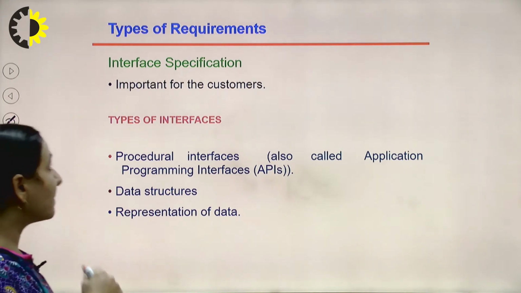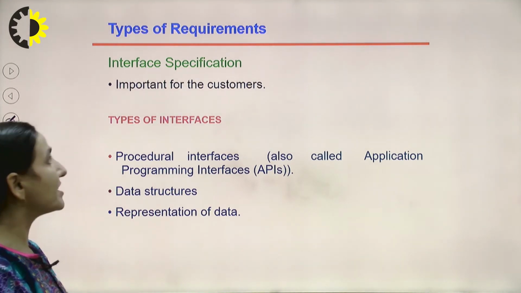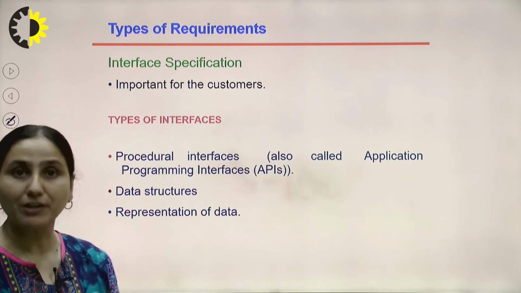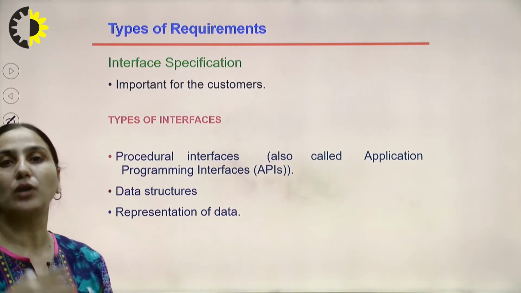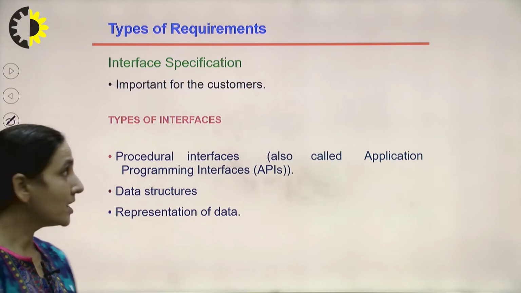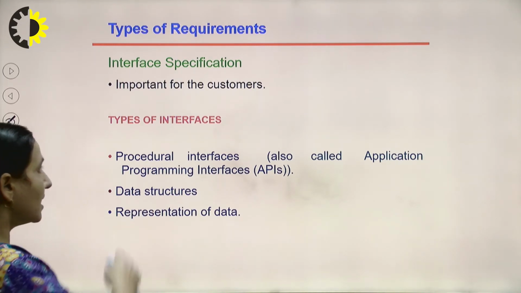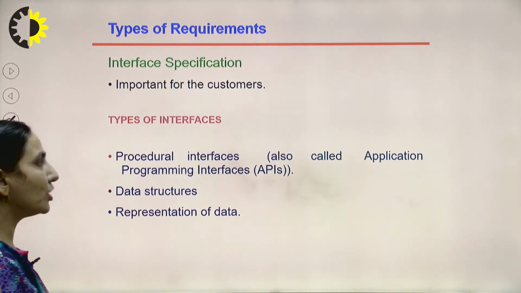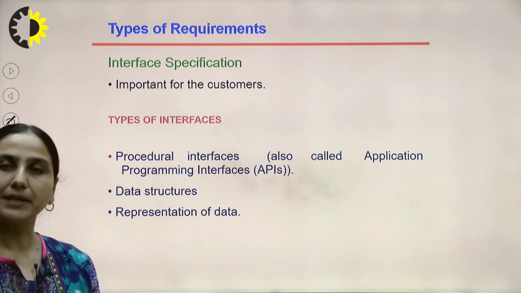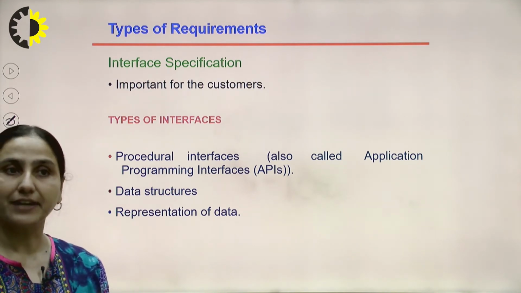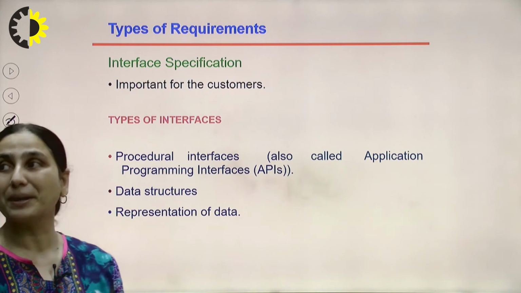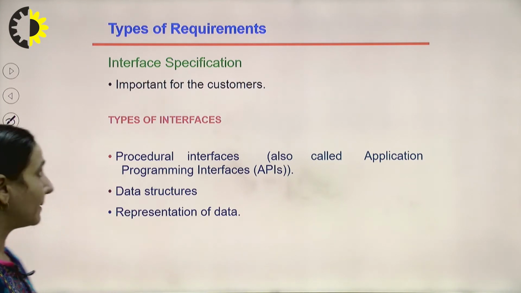Now, interface specifications. What is the importance of interface specifications for the customer? What is actually the medium through which we will be able to communicate with the system, right? So again, there are types of interfaces. The procedural interface, which we generally call the API, application programming interface, the data structures that we are actually using, and how we are going to represent that particular data.